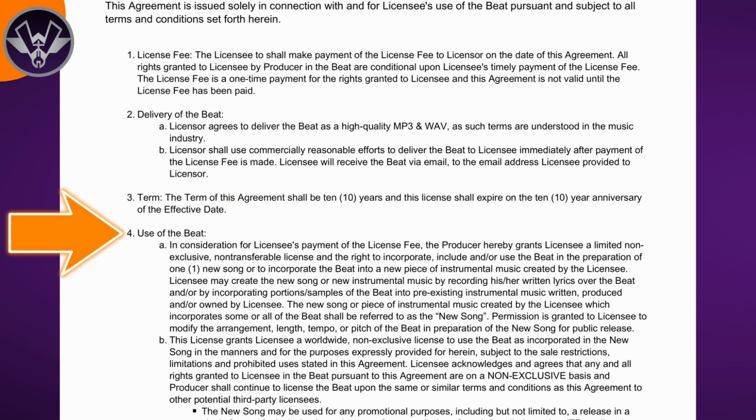All right. Now, the next important thing that you want to pay attention to is the use of the beat. All right. Now, this section right here is an important section, which is why it's on the first page, and it's why it comes so early on, because there's a couple of things here that I want to pay attention to. All right. The first thing under the use of the beat that I want you to pay attention to is this language right here. Use the beat in the preparation of one new song, or incorporate the beat into a new piece of instrumental music created by the licensee.